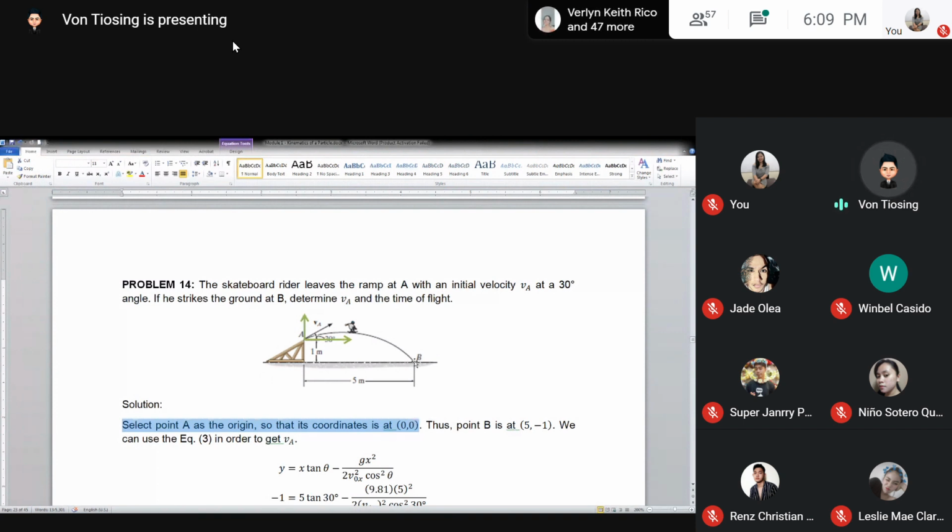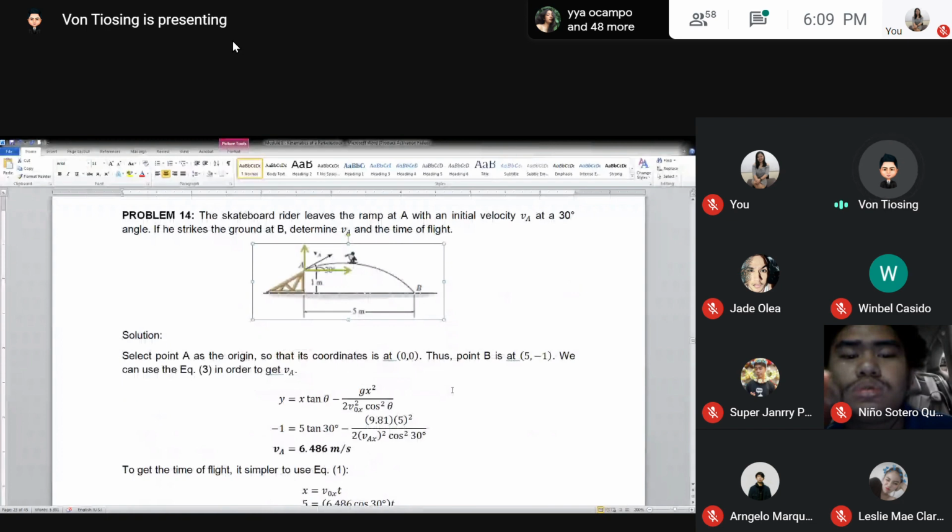So therefore, ano ngayon yung magiging coordinate ng point B? Siyempre, nandito na, 5, -1. Pero kung titingnan nyo maigi, point B is 5 meters away from point A along this x-axis and y meters down ng x-axis. Okay, so ito, pababa. Kaya negative siya. Wala namang problema yan kahit negative yung value ng y. May makukuha naman tayong mga formula dito.